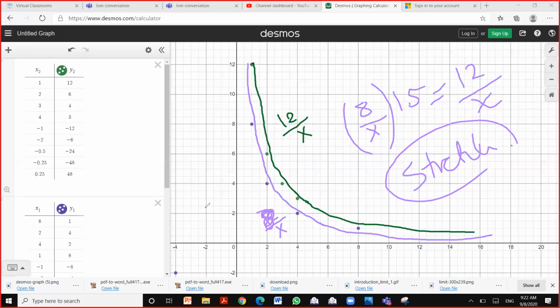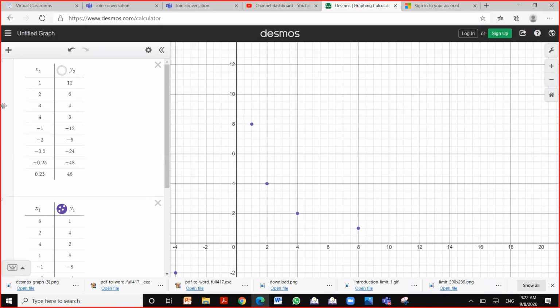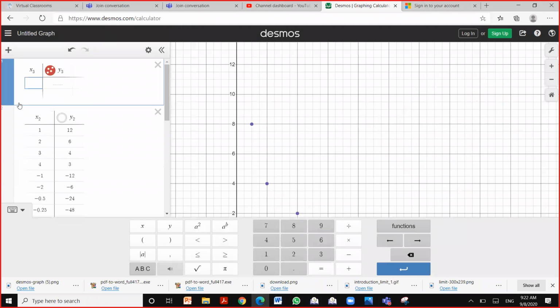How can it will be? I will now want to add 0.25 over x.